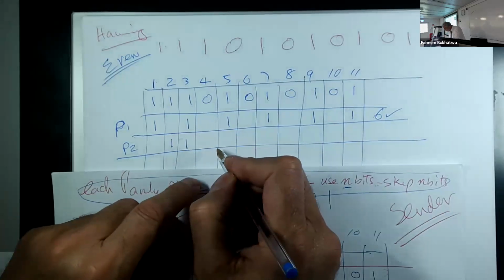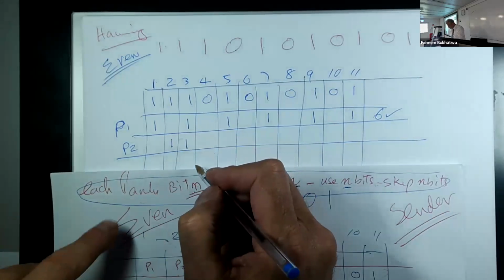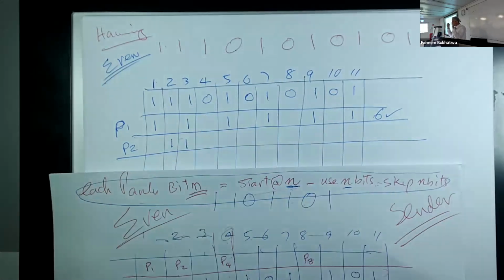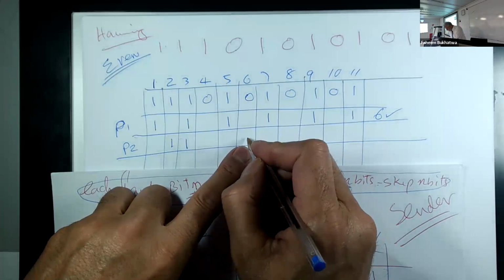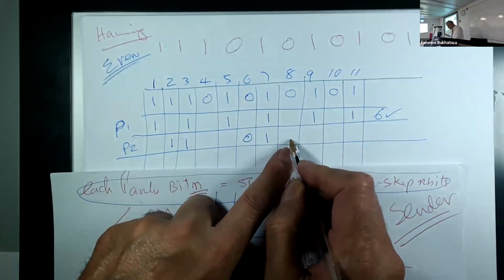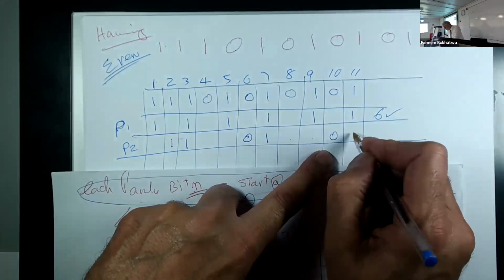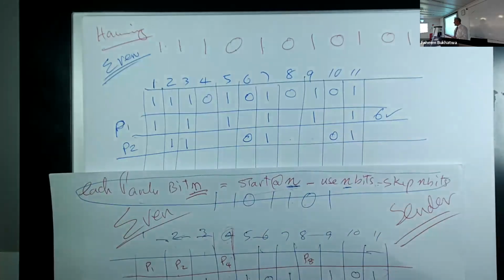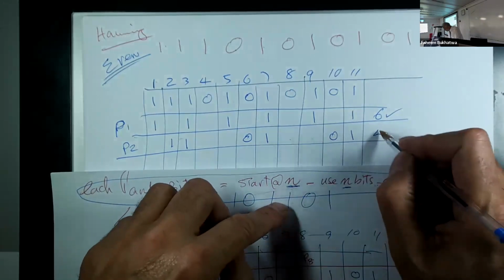And then? You start at 2, take 2, take the 2 of them, 2 and 3, and then skip 4 and 5 and take 6 and 7. Good. And then skip 8 and 9 and take 10 and 11. That's how you get parity 2. Is there an error in this group? 1, 2, 3, 4. It has 4. They should be even, and they are even, and they are perfect.